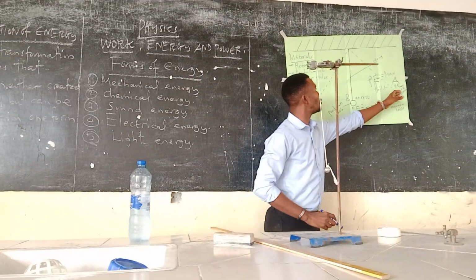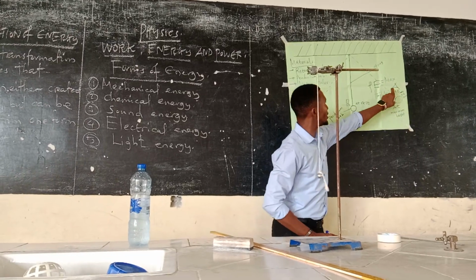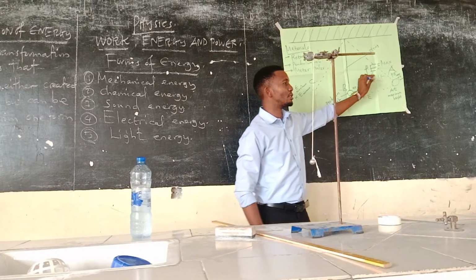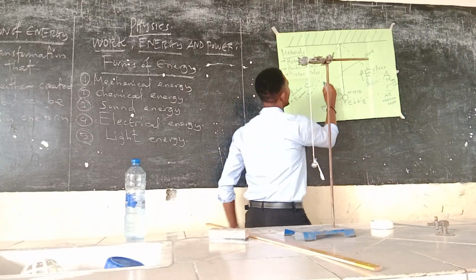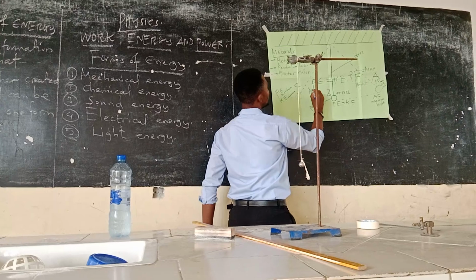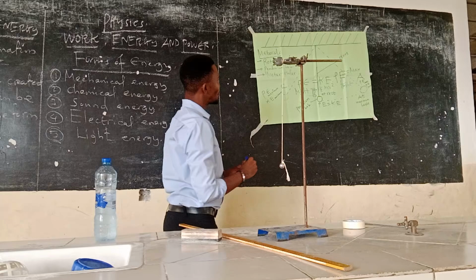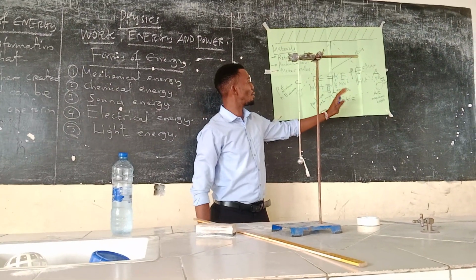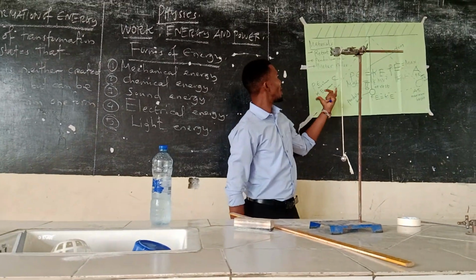But as it moves from A to point B, the height decreases. As the height decreases, the speed increases. So now the potential energy is converted to kinetic energy. So mgh is converted to half mv squared. This shows that our energy is transformed. It is not destroyed or created, but transformed from potential energy to kinetic energy.